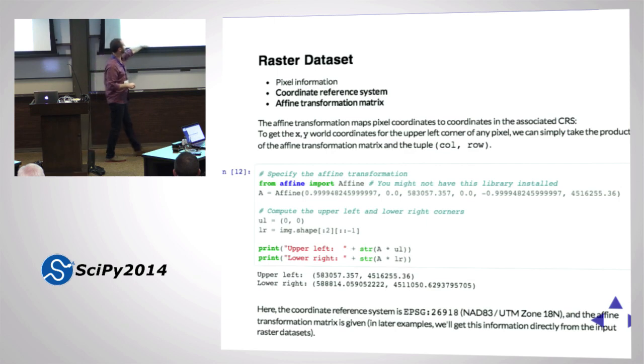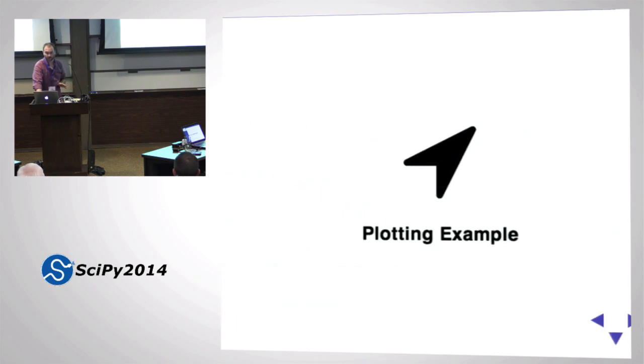Okay. Here we go. The coordinate reference system is NAD 83 UTM zone 18. This is an image of Manhattan. And the affine transformation I gave you, and later on we'll actually just get this information from the raster datasets themselves. Okay, that was a little complicated, but let's keep moving here.